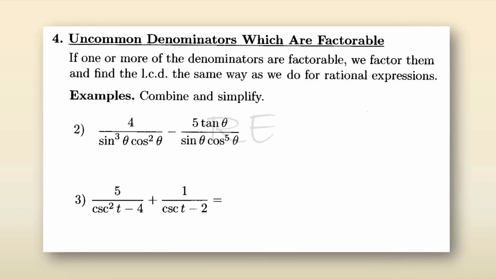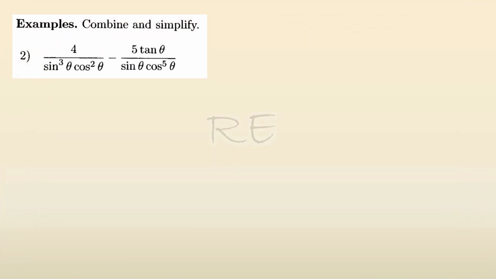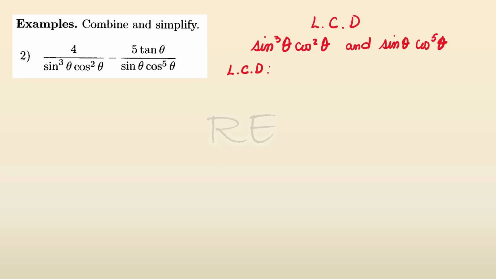If one or more denominators are factorable, we're going to factor them and find the LCD the same way we would do for rational expressions. So now we need to find the lowest common denominator between sine cubed theta cosine squared theta and sine theta cosine fifth theta. Between sine cubed and sine, we're going to take the one with the highest exponent, sine cubed theta, because sine cubed theta is sine theta times sine squared theta.